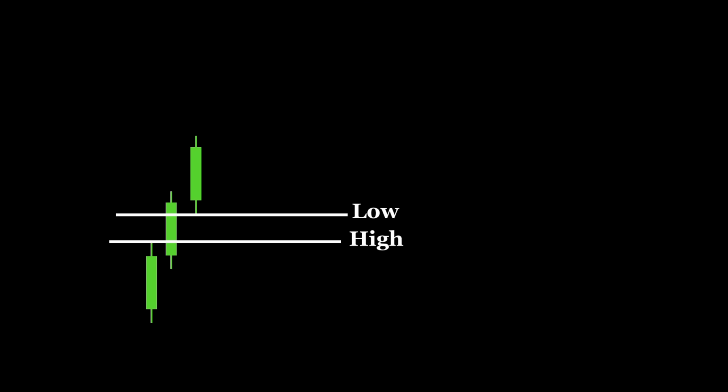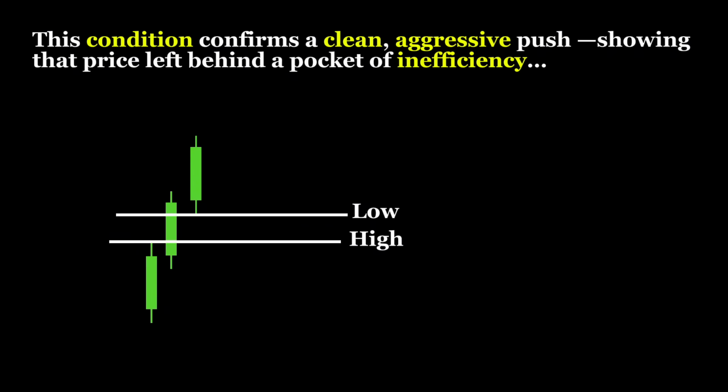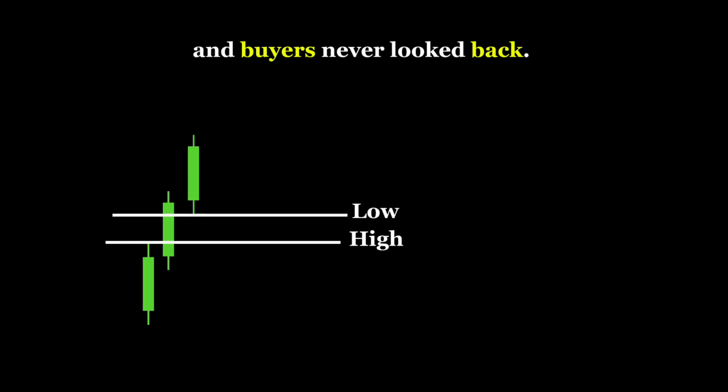For the green wall pattern to be valid, the low of the third candle must be higher than the high of the first candle. This condition confirms a clean, aggressive push, showing that price left behind a pocket of inefficiency and buyers never looked back.